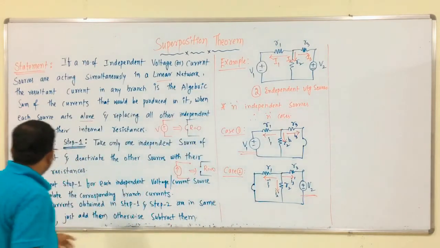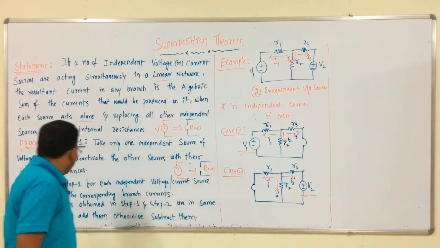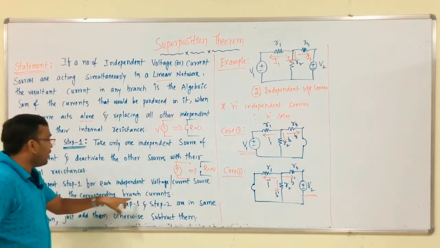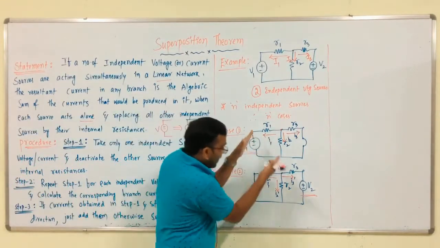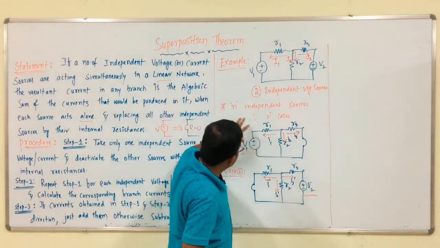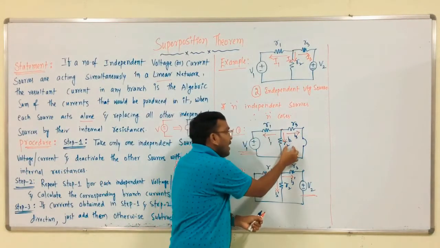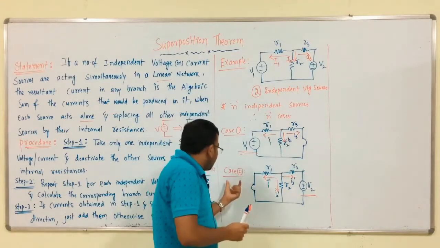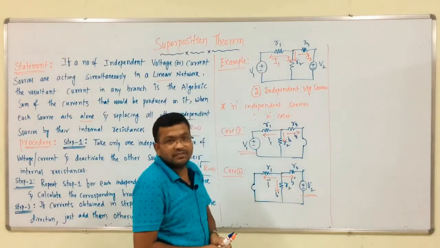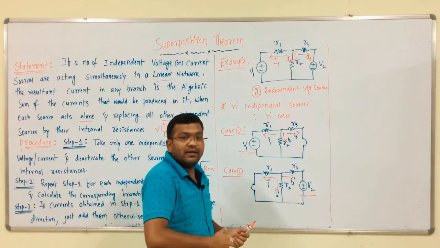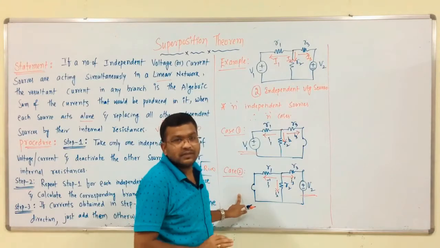Next, repeat step 1 for each independent voltage or current source and calculate the corresponding branch currents. Like this, we are getting different cases. So, for this case 1, this is the circuit, no? For this circuit, we are going to calculate I1, I2, I3. So, for this case, we are going to calculate I1 dash, I2 dash, I3 dash. So, we have to repeat for n number of cases, if we have n number of sources.